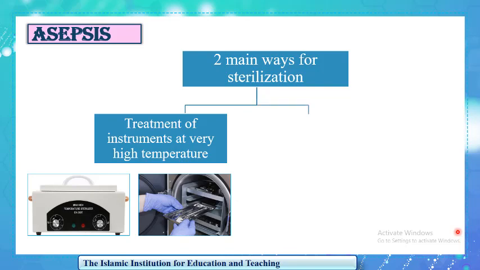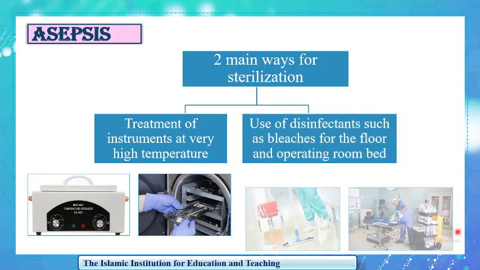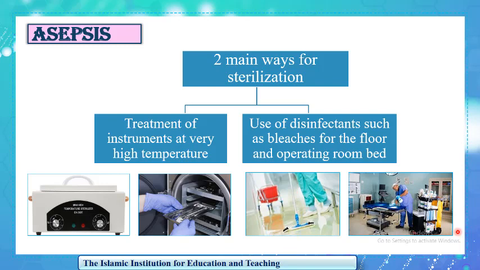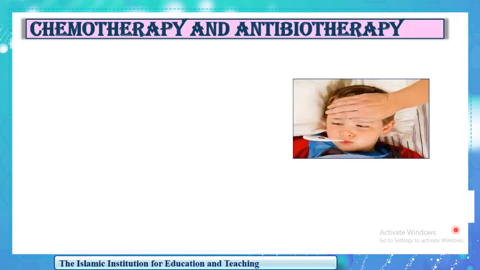The second way is the use of disinfectants, such as bleach for the floor and operating room bed. The disinfectants kill all the microbes that might be present on the floor or on the operating room bed. In both ways, we can ensure the total destruction of microbes. We have studied 2 sorts of aids of the immune system, which are antisepsis and asepsis. Let us move to chemotherapy and antibiotherapy.